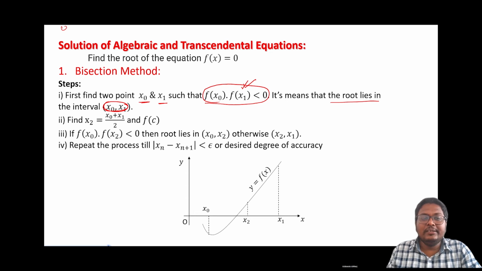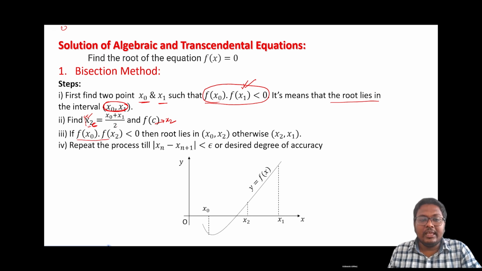After that, we will divide this interval into two parts. x2, what is this? That is actually the midpoint, (x0 + x1)/2. Okay, you have to find your x2, that is actually here C. Now you have to find the C. Or you can also write it as x2. This is your x2.